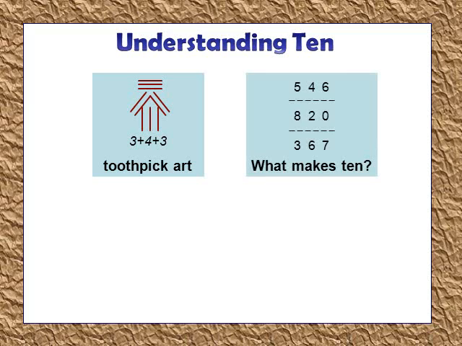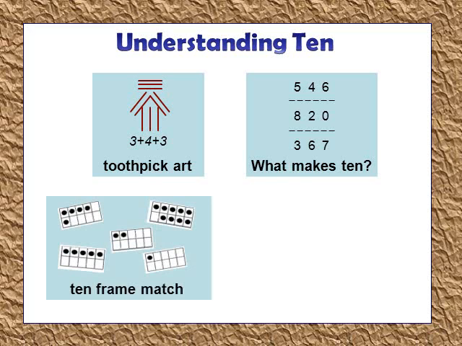Another way for understanding 10, you could put up 3 numbers, for example 5, 4, and 6, and ask which 2 of the 3 numbers can be combined to make 10. And then put up 3 more numbers, 8, 2, and 0. Which 2 of these numbers can be combined to make 10? And then the same thing with 3, 6, and 7. Which 2 of these numbers could be combined to make 10? Here's another activity. We talked earlier about 10 frames and also in session 1 about the importance of using 10 frames.